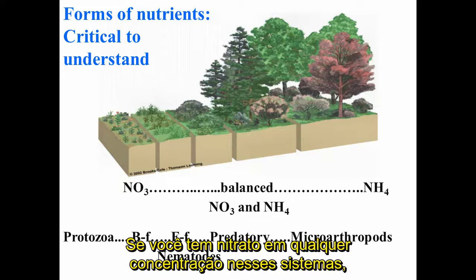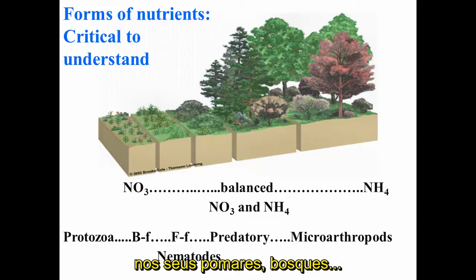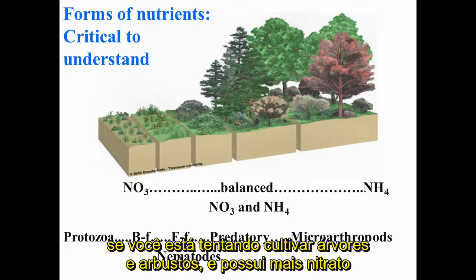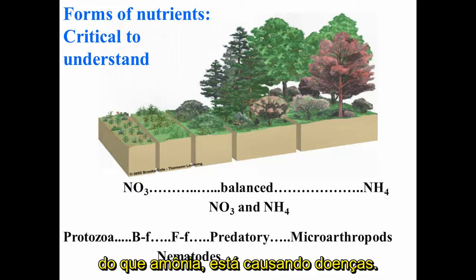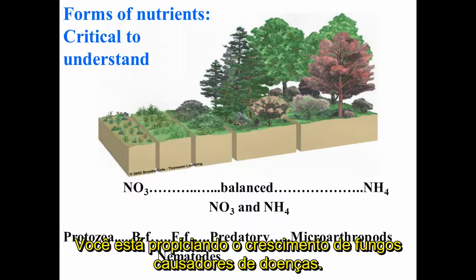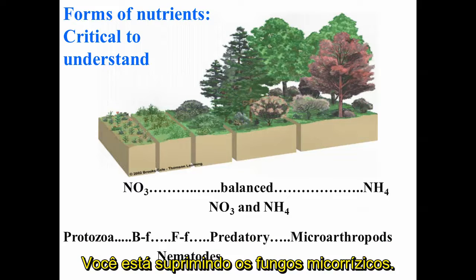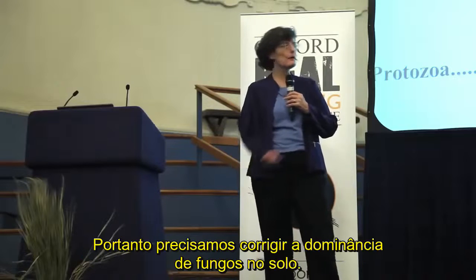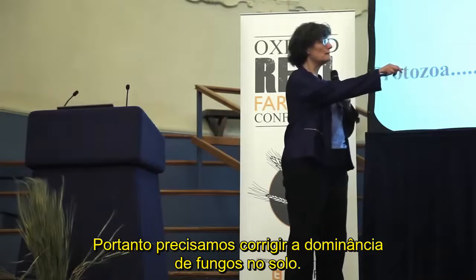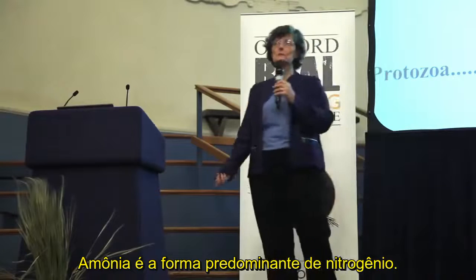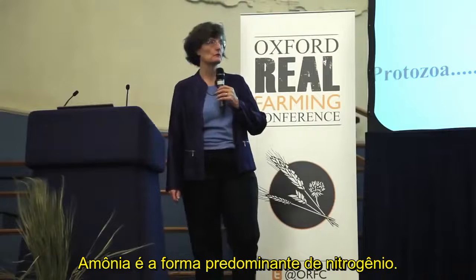If you have any nitrate at all in these kinds of systems in your orchards, in your woodlots, if you're trying to grow trees and shrubs, if you've got more nitrate than ammonium, you are causing disease. You are setting the stage to grow the disease-causing fungi. You are suppressing the mycorrhizal. So we have to get that soil fungal dominated. So ammonium is the predominant form of nitrogen.